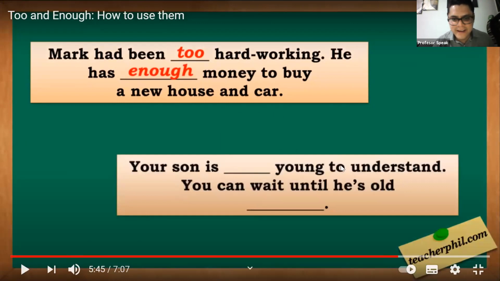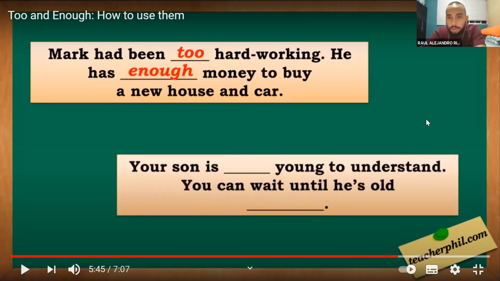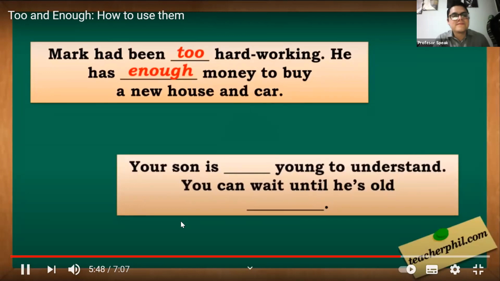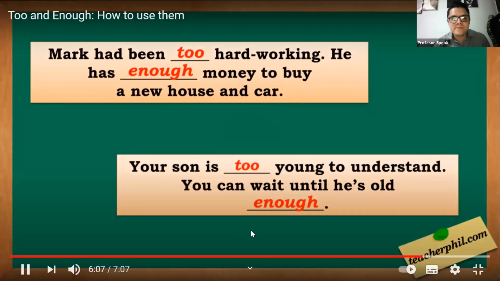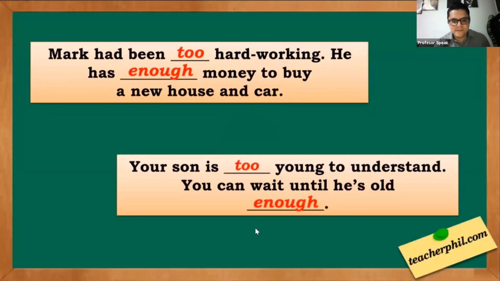The next one, Raul. Your son is too young to understand. You can wait until he's old enough. Okay. Your son is blank young to understand. You can wait until he's old blank. The correct answers are too and enough. Your son is too young to understand. You can wait until he's old enough.